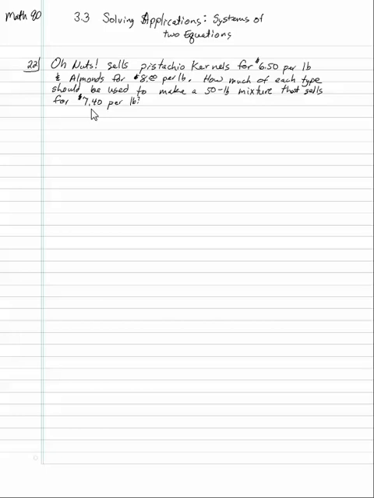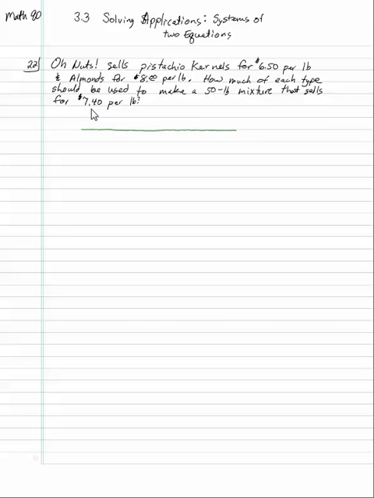O-Nuts sells pistachio kernels for $6.50 per pound and almonds for $8 per pound. How much of each type should be used to make a 50-pound mixture that sells for $7.40 per pound? So this is a classic mixture problem, and what I want you to do is start using charts.